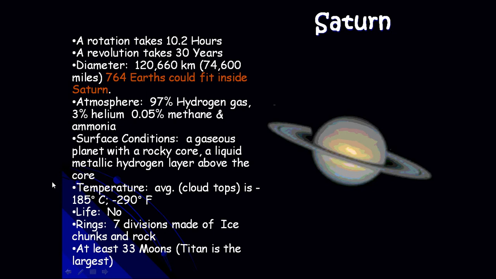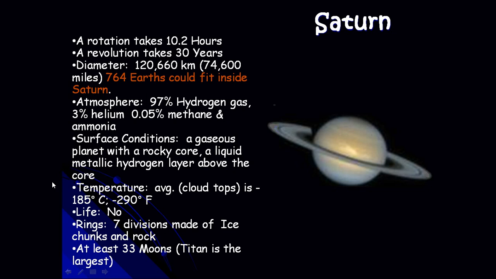Next, we have Saturn, which is the 2nd largest planet behind Jupiter. A rotation of Saturn takes 10.2 hours. A revolution takes 30 years. The diameter of Saturn is 120,660 kilometers, or 74,600 miles. 764 Earths could fit inside of Saturn.